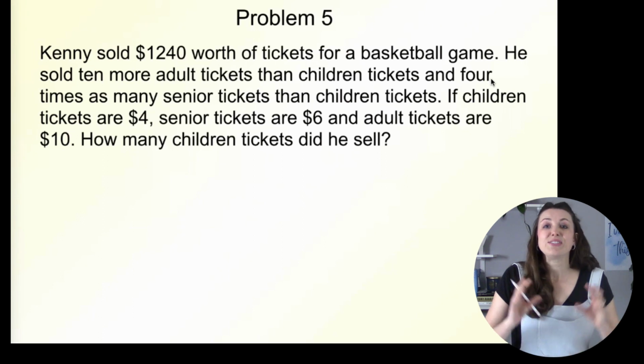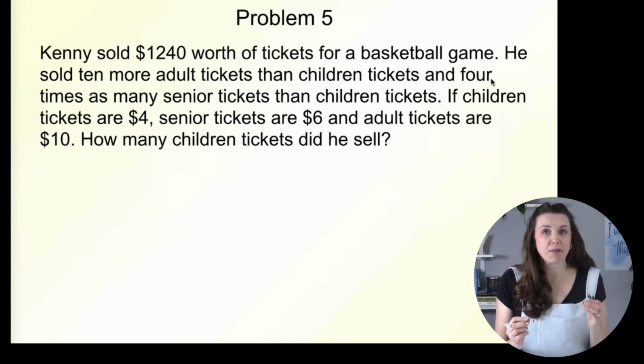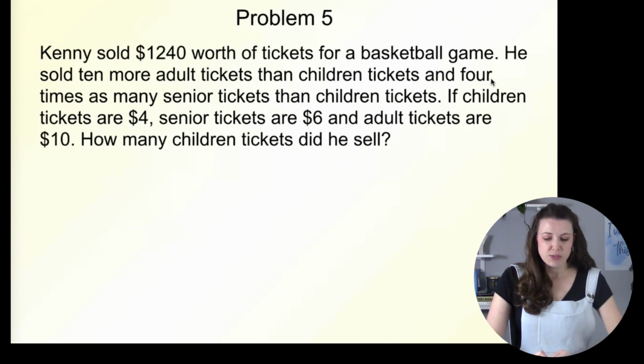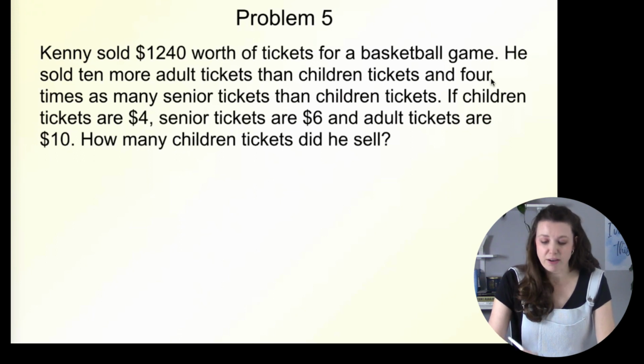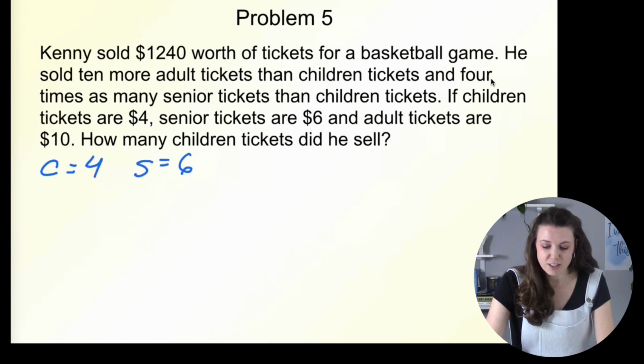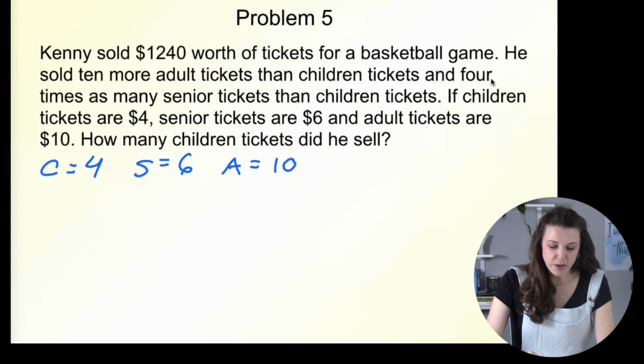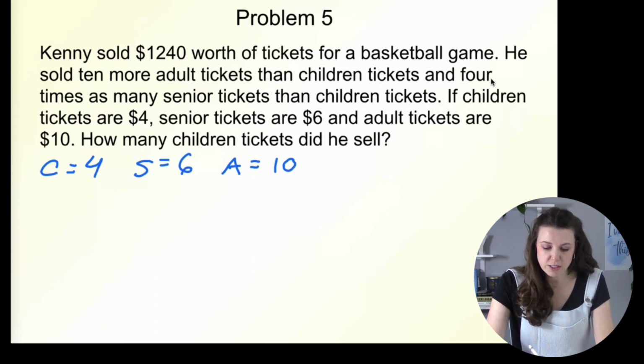So this problem here is actually a little bit more complicated than the other ones, but bear with me and we're going to work through it, okay? So first thing we're going to do is we're just going to indicate the amount of tickets, okay? So it says here that the children's tickets are $4, the senior tickets are $6, and the adult tickets are $10, okay? So we're just starting off with what we know. All right, so we also know that we're looking for the children's tickets, right?